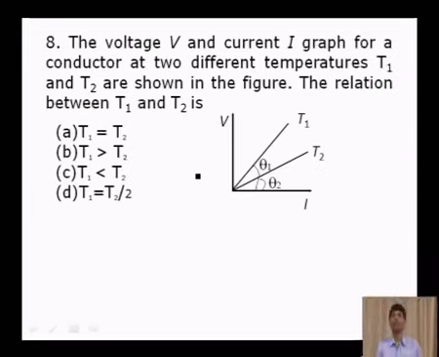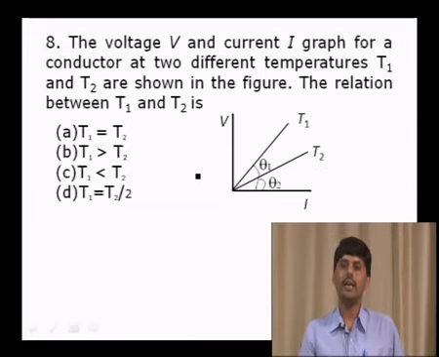Question number 8. The voltage V and current I graph for the conductor at 2 different temperatures T1 and T2 is shown in the figure. The relation between T1 and T2 is: option A, T1 is equal to T2; option B, T1 greater than T2; option C, T1 less than T2; option D, T1 is equal to T2 by 2.